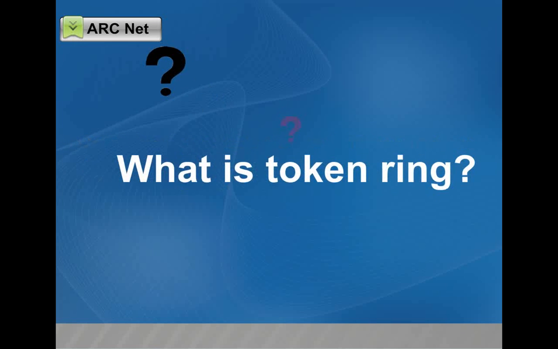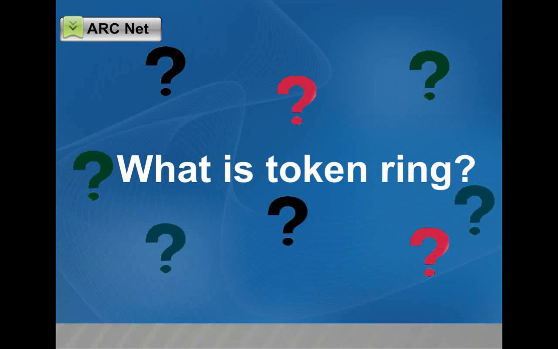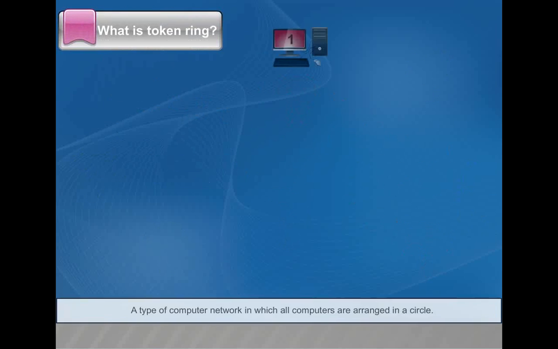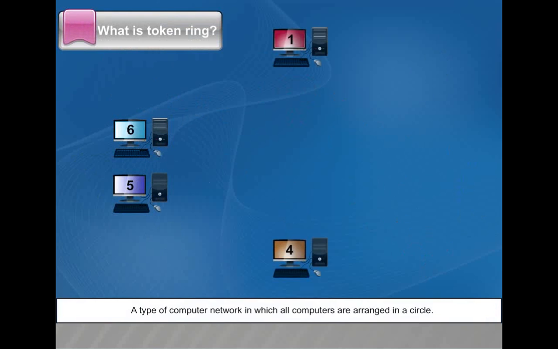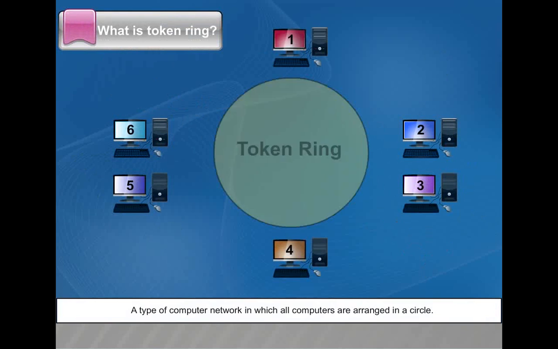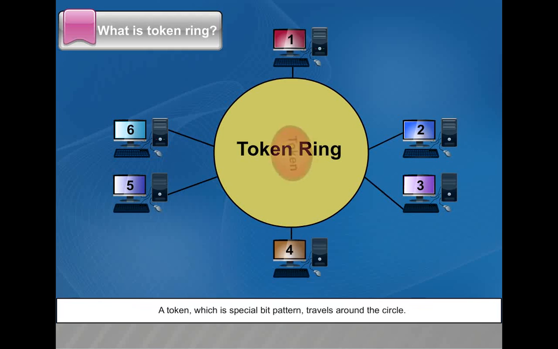What is token ring? A type of computer network in which all computers are arranged in a circle. A token, which is a special bit pattern, travels around the circle.